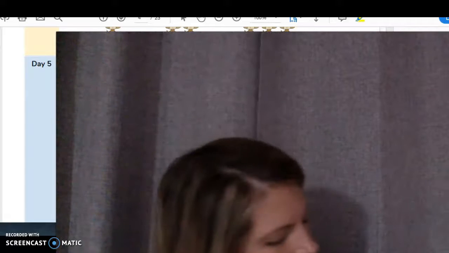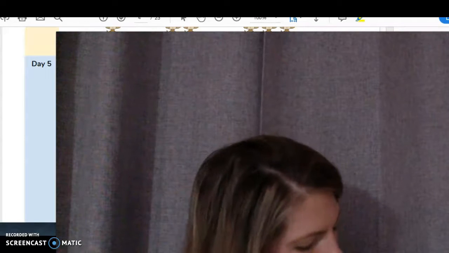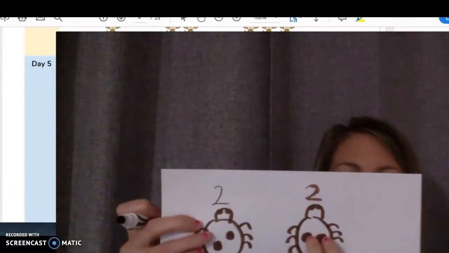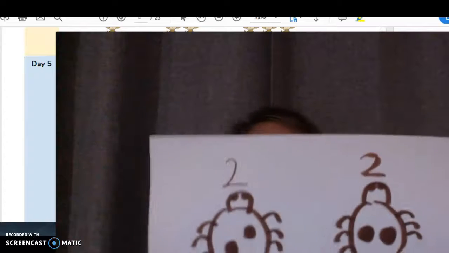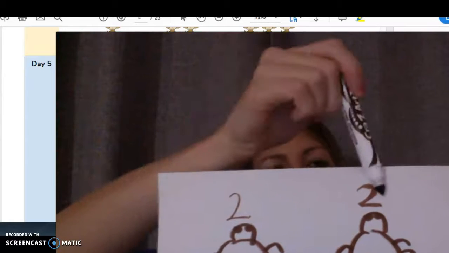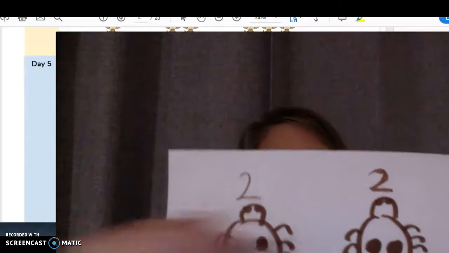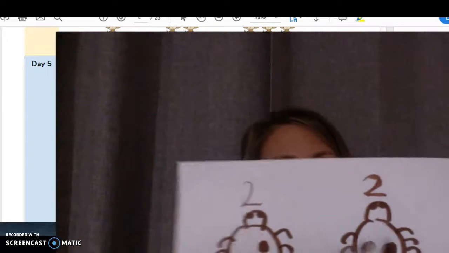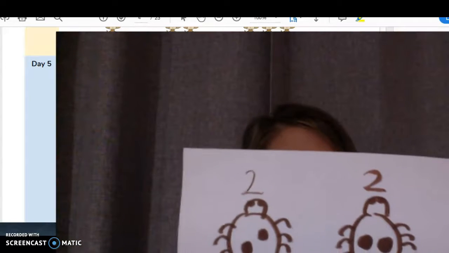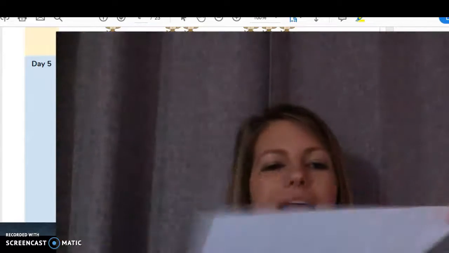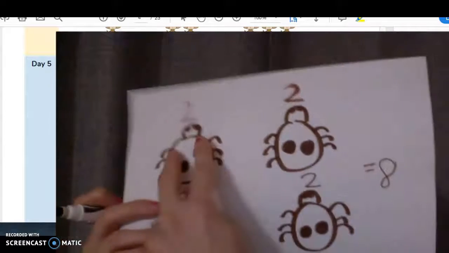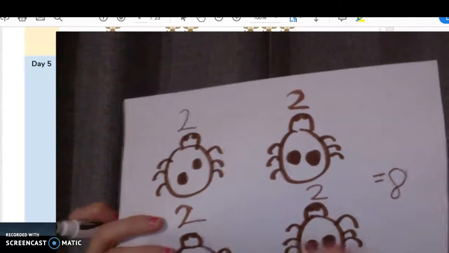So I see 2 spots right here. I see 2 spots right here, 2 and 2. So if I add those together, 2 plus 2 is 4. So if I have 4 spots up here and 4 spots down here, I have 8 spots all together. 2, 4, 6, 8.